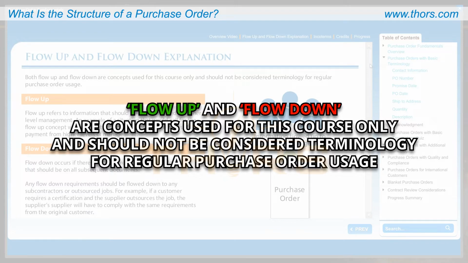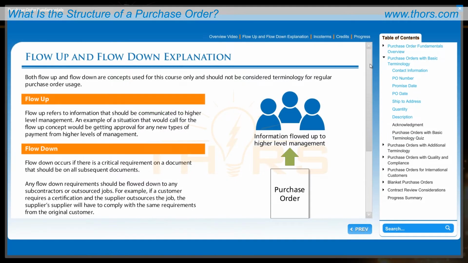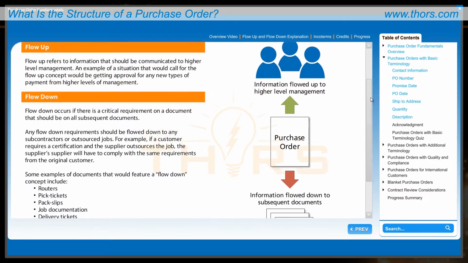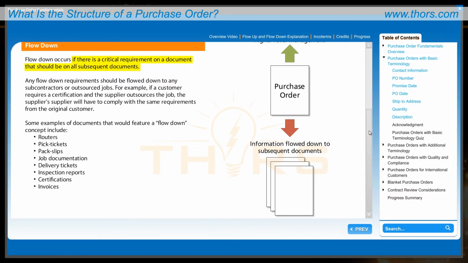regular purchase order usage. Occasionally, there is information that should be communicated to higher level management. This process is referred to as flow up. An example of a situation that would call for the flow up concept would be getting approval from higher levels of management. Conversely, if there is a critical requirement on a document that should be on all subsequent documents, this is referred to as flow down.